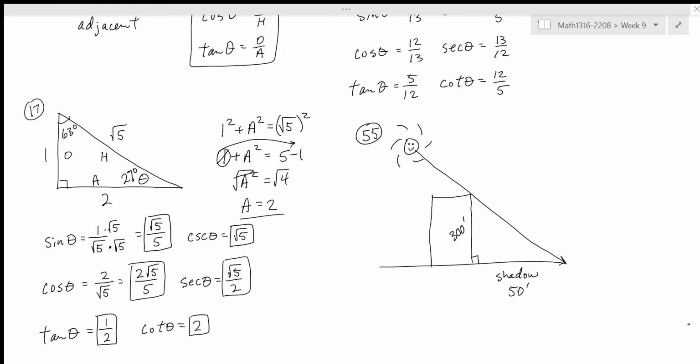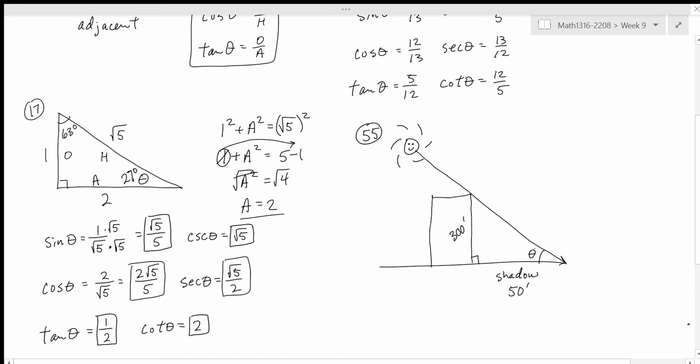You're going to have to know, according to how that's worded, where theta goes. If it says angle of elevation, that means somebody is standing at ground level and looking up to the sun. So where does theta go? By the arrow, right? Okay.